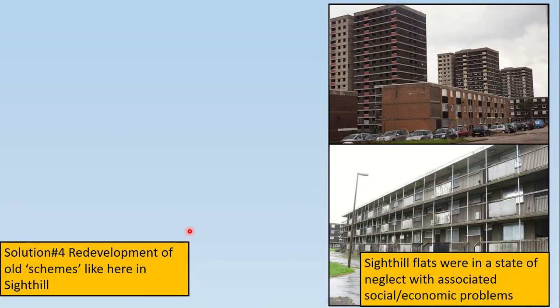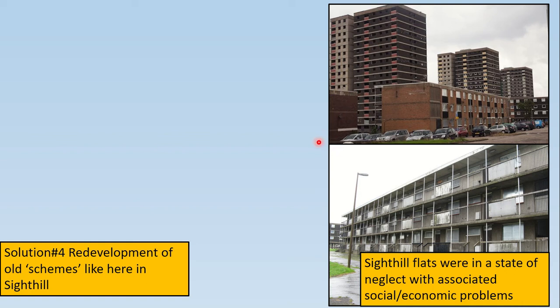Solution 4 is related to this, to what I've just been speaking about, which is redevelopment. Now, redevelopment is when you destroy a whole area and then rebuild it, and sometimes that is necessary. On the right hand side you can see these flats here are in Sighthill, or they were in Sighthill. There were the low rises and there were the high rises, and the area had fallen into disrepair.